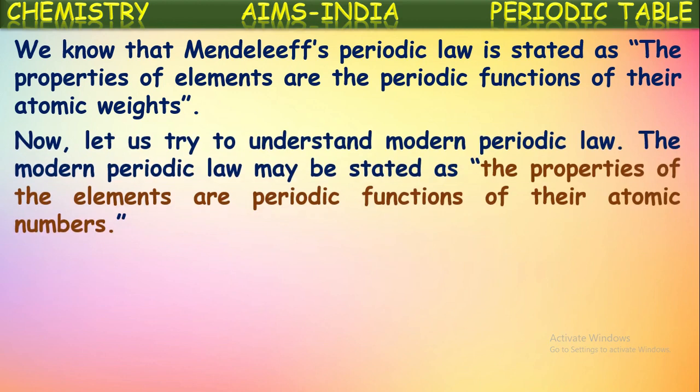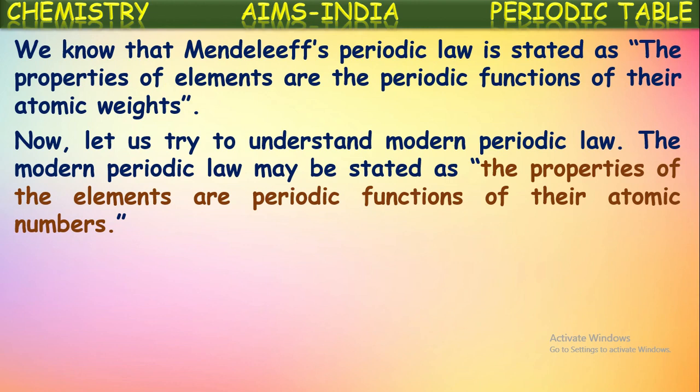Now let us try to understand the modern periodic law. The modern periodic law may be stated as: the properties of the elements are periodic functions of their atomic numbers. That means when elements are written in the increasing order of their atomic numbers, the physical and chemical properties of these elements are periodically repeated from one element to another. So the elements which have similar properties will be written one below another.